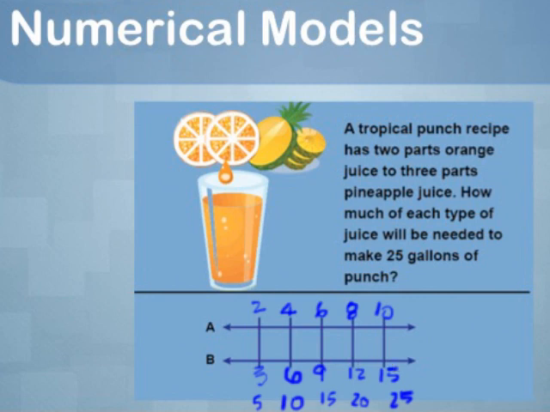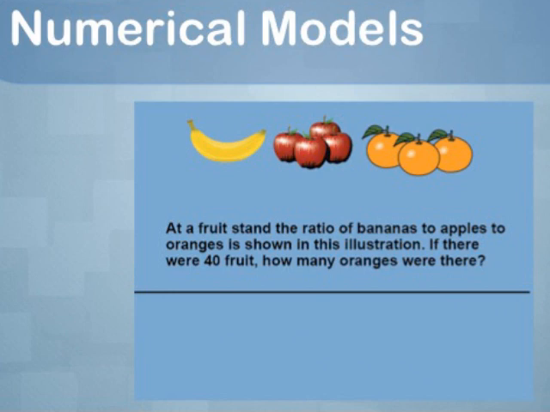Now let's look at another example. At a fruit stand, the ratio of bananas to apples to oranges is shown in this illustration. If there were 40 fruit, how many oranges were there? This is a 3-item ratio of 1 to 4 to 3, for bananas, apples, and oranges.